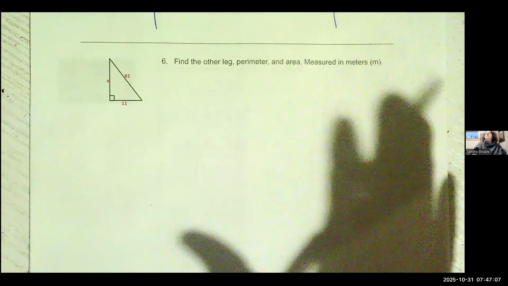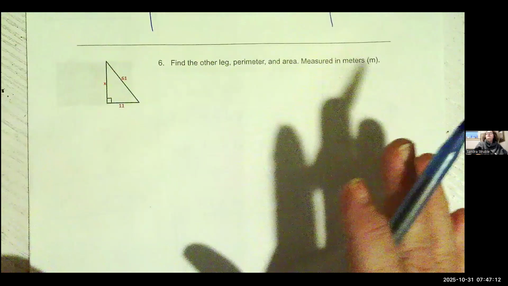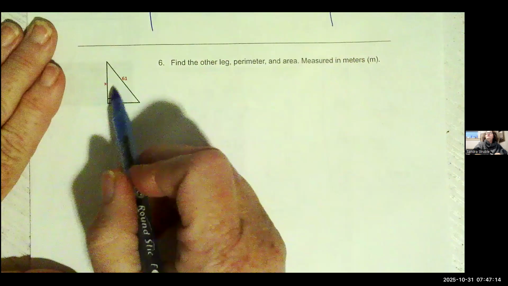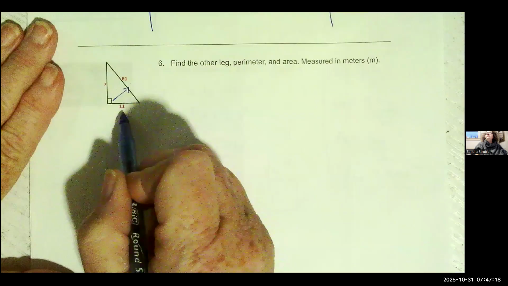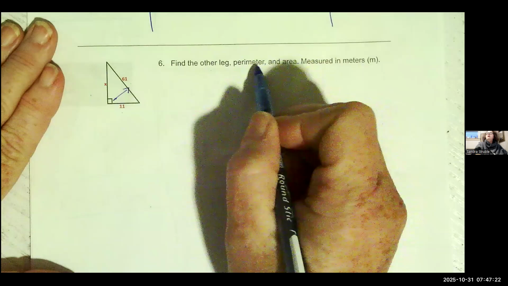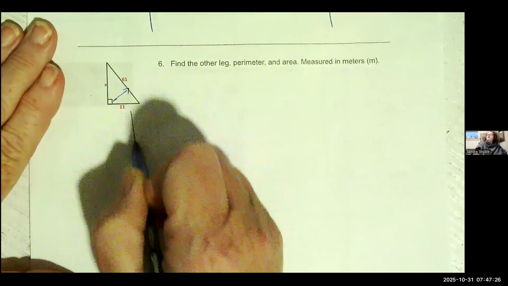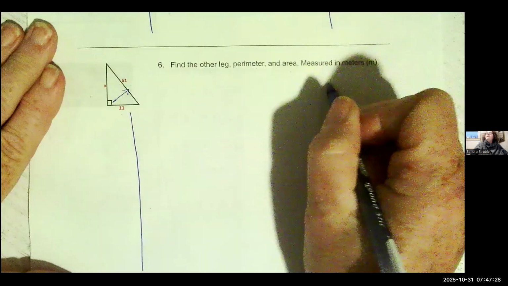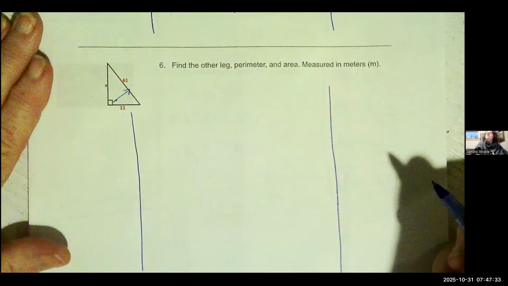All right, last one. We've got a hypotenuse. That's the hypotenuse directly across from the right angle. We've got a leg and we have a missing leg. So we need to find the other leg, the perimeter, and the area, and this is measured in meters. I want you to pause the video. You're going to have to find your missing leg first. Then you can find your perimeter and area. Okay, pause the video and come back to see how you did.